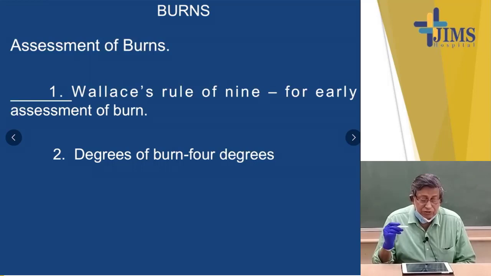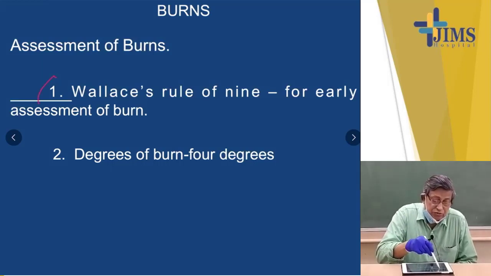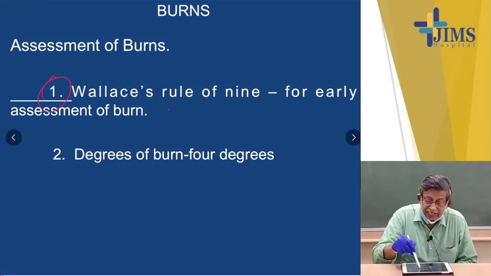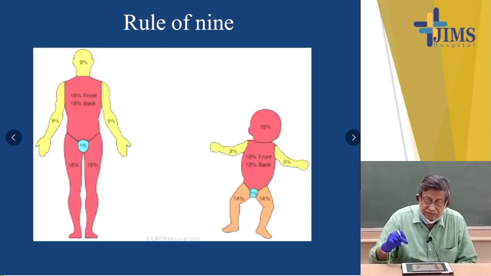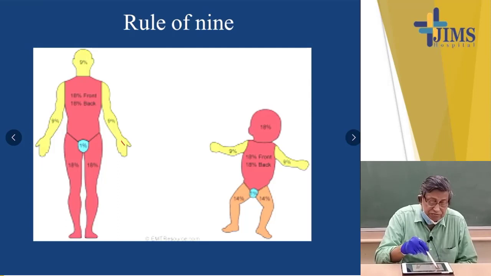Now, assessment: how to assess a burn? Number one, very important, and your common question, is Wallace's rule of 9 for early assessment of burn, and the degree of burn, of which four degrees are discussed. Now, this is the rule of 9: head and neck 9%, each upper limb 9%, front of trunk 18%, back of trunk 18%, then lower limbs 18% and 18%.